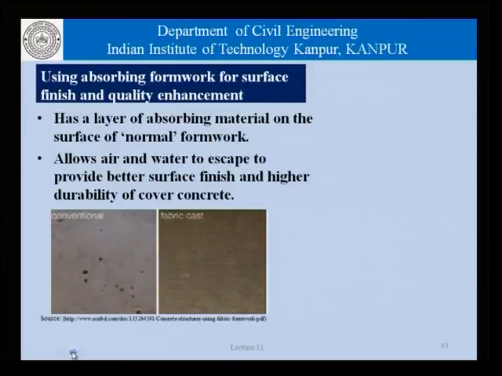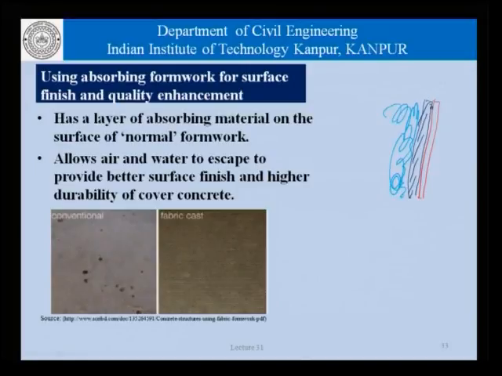Now, coming to another category of formwork, which is not necessarily permanent, we have absorbing formwork, and in this case we use them to get better surface finish and quality enhancement of the cover concrete. These formworks have a layer of absorbing material on the surface of normal formwork. So, what we really have is a panel of normal formwork on which an absorbing layer is fixed, and then the concrete is cast.